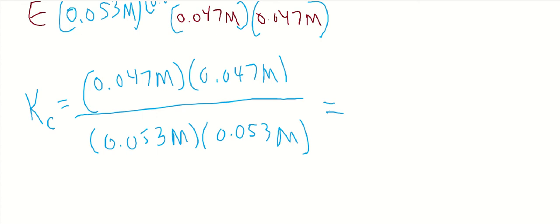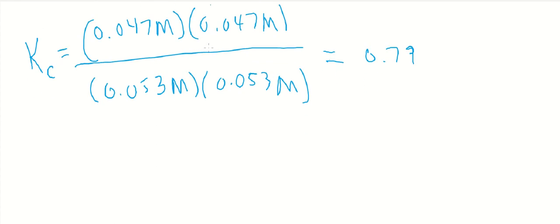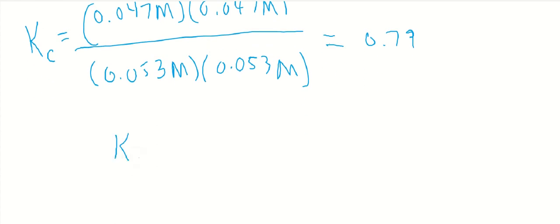And we have 2 sig figs. 0.786. I'm going to round that to 0.79. And if you want to write that in scientific notation, it'll be 7.9 times 10 to the -1.